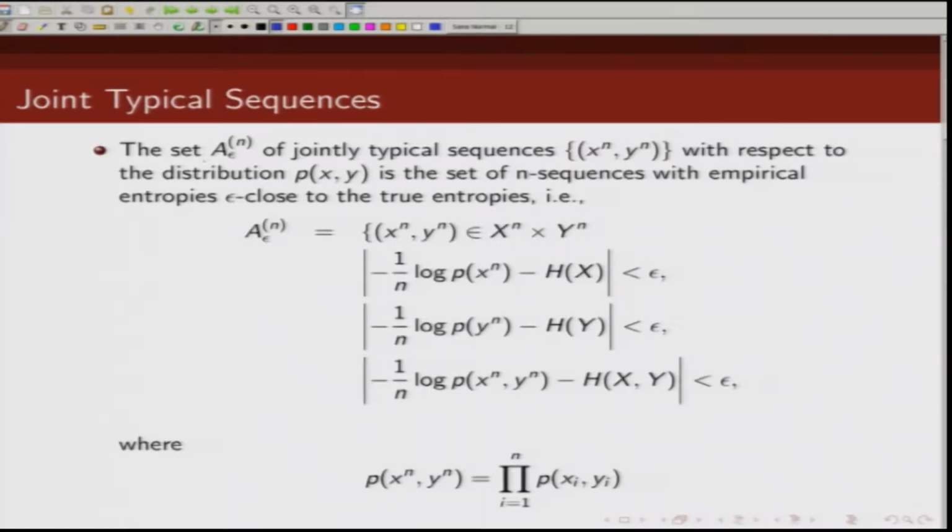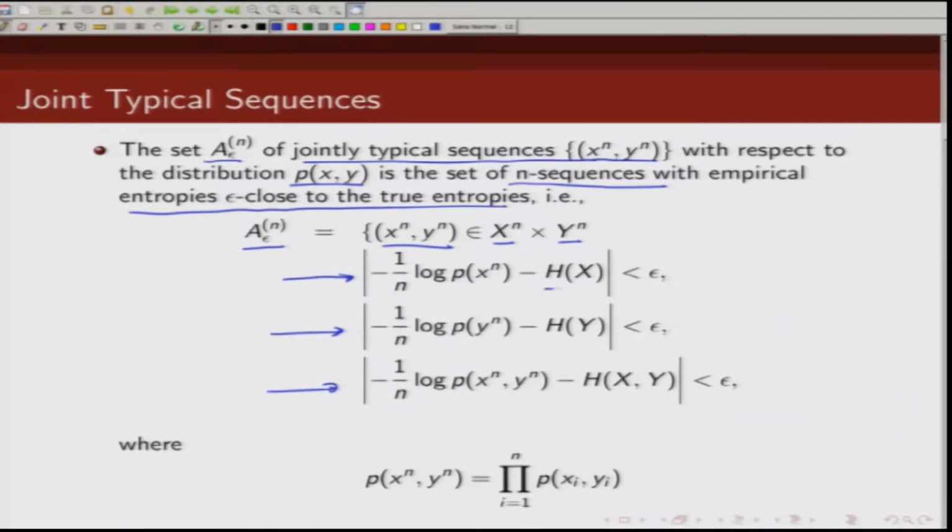So, a set of jointly typical sequences of this pair x^n and y^n with respect to this joint distribution P of xy is a set of n sequences whose empirical entropies are epsilon close to the true entropy. So, the joint typical set is defined as follows. It is a pair of random variables x^n and y^n, x^n belonging to X^n and y^n belonging to Y^n, which satisfies these properties.